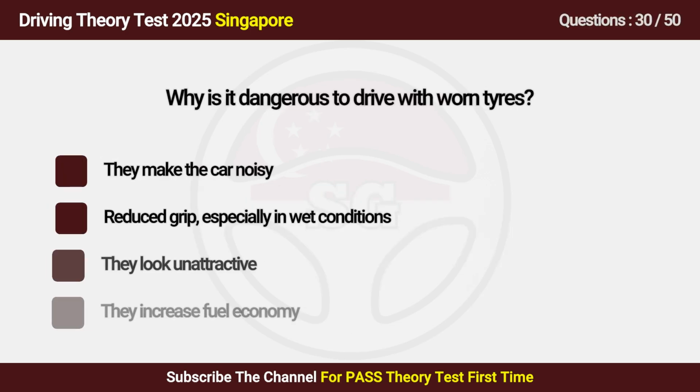Question 30. Why is it dangerous to drive with worn tires? A. They make the car noisy. B. Grip is reduced, especially in wet conditions. C. They look unattractive. D. They increase fuel economy.